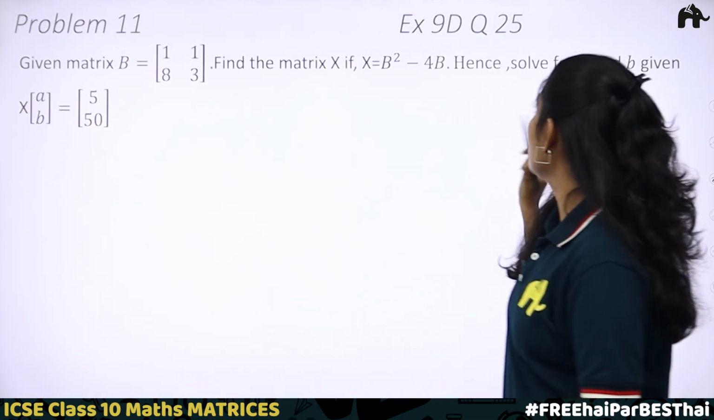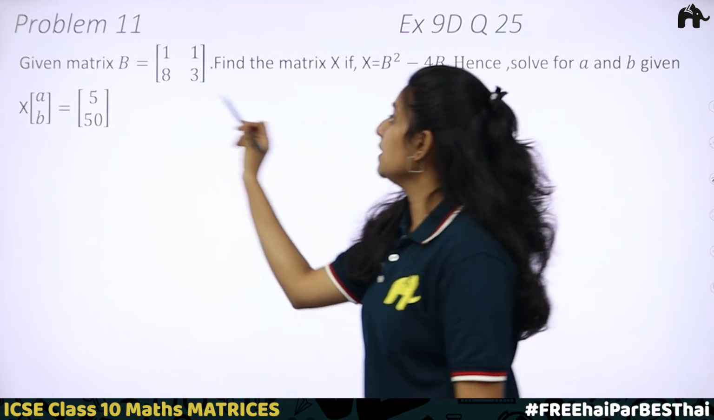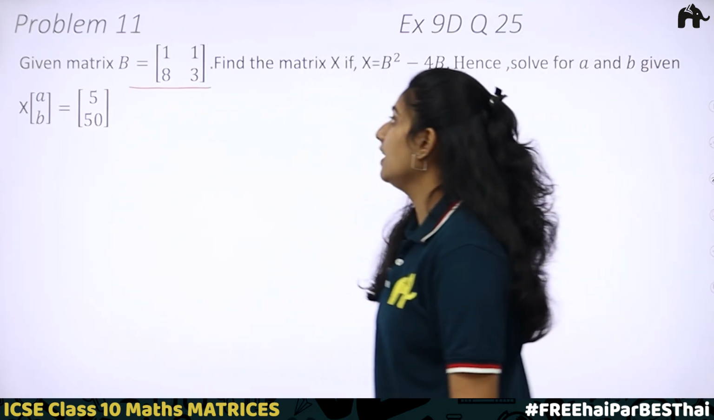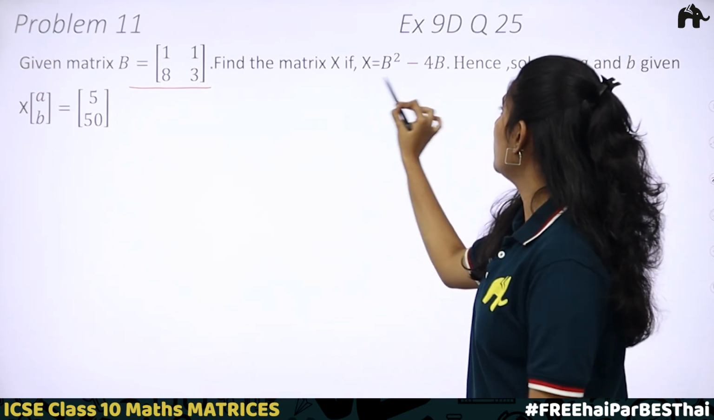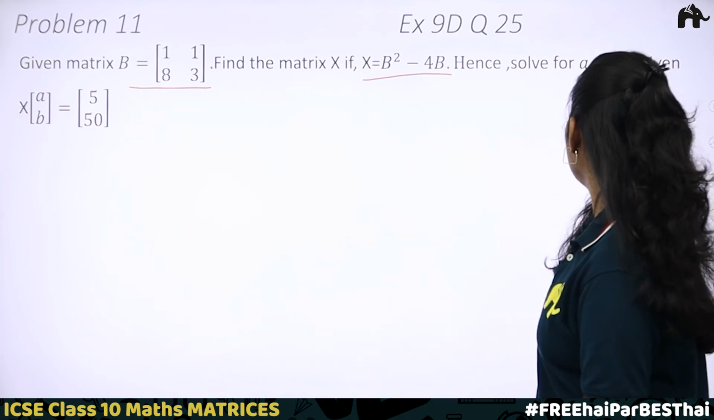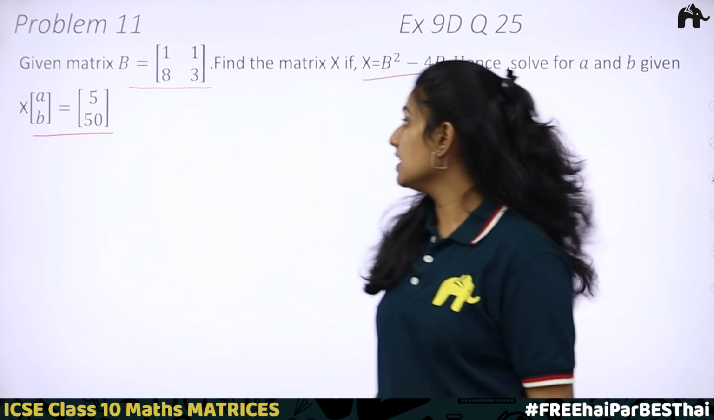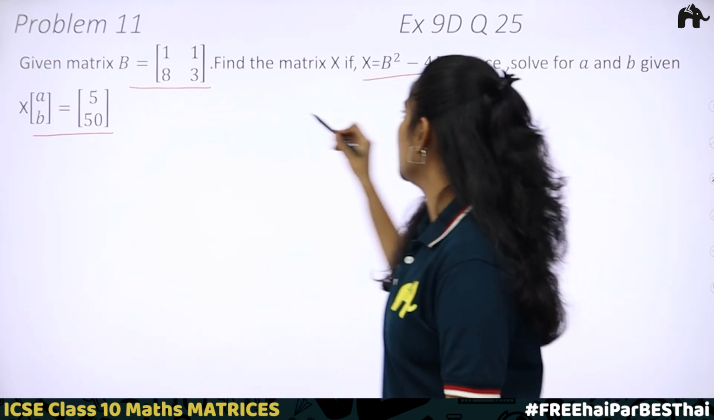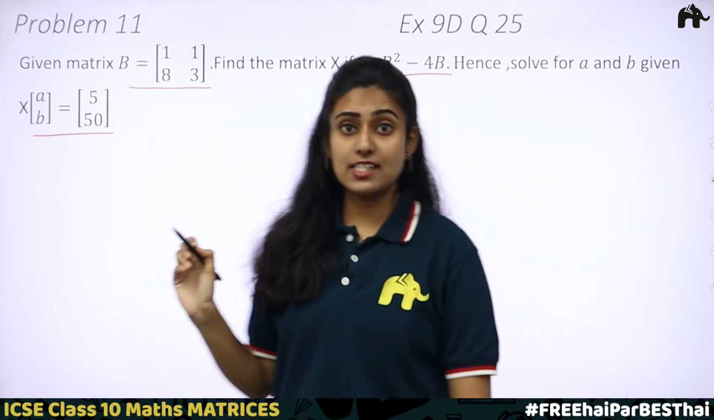Problem 11. Question 25 of exercise 9D. Given matrix B is equal to [1, 1; 8, 3]. Find the matrix X if X is equal to B square minus 4B. Hence, solve for A and B given X into matrix AB is equal to [5; 50]. First, we need to find X.